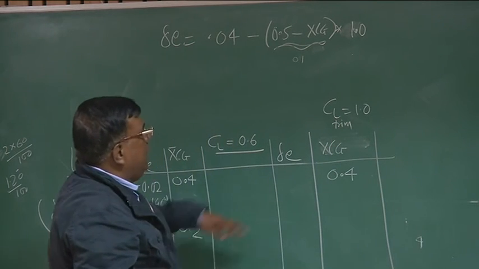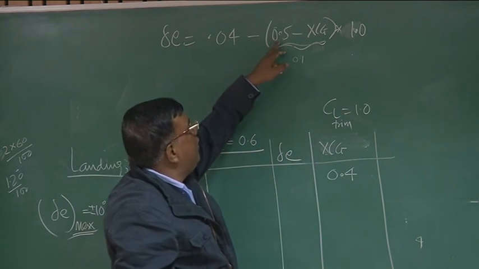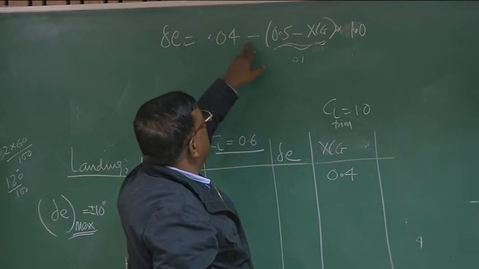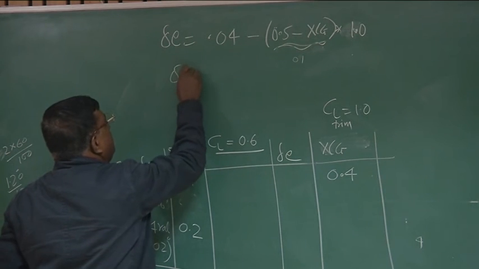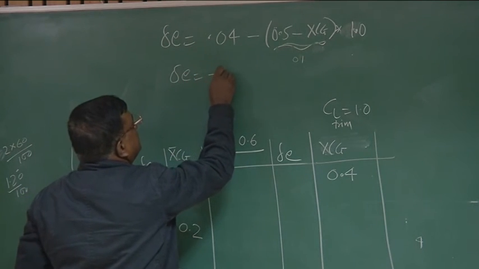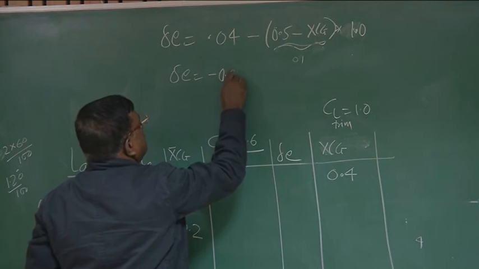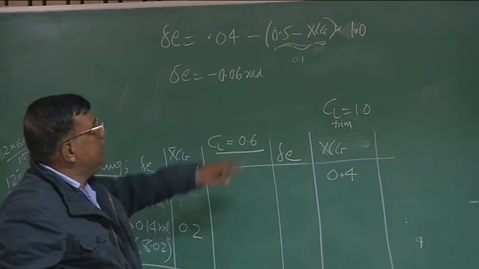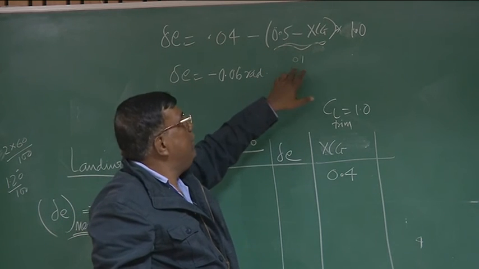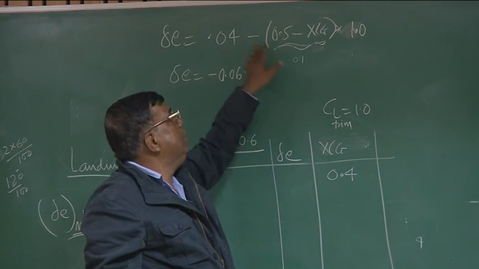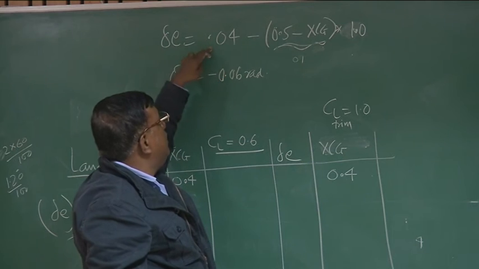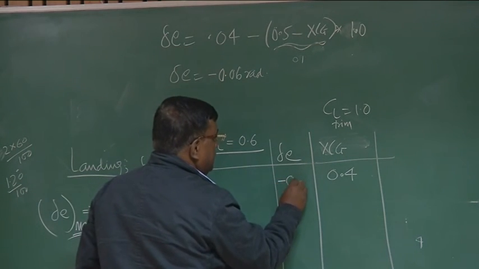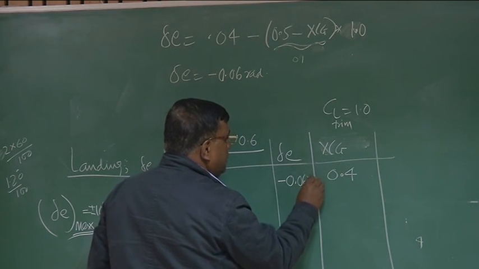So how much is it? For XCG equal to 0.4, this is 0.5 minus 0.4 is 0.1, 0.1 into 1 is 0.1, minus 0.1, so delta E becomes minus 0.06 radian. Am I correct? This difference is 0.1. 0.1 into 1 is 0.1. So minus 0.1 and plus 0.04 is minus 0.06. So this is minus 0.06 radian.